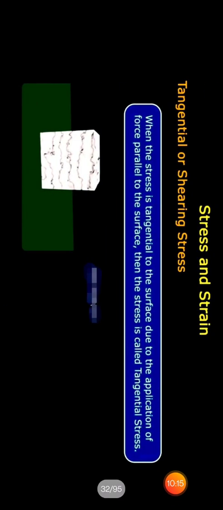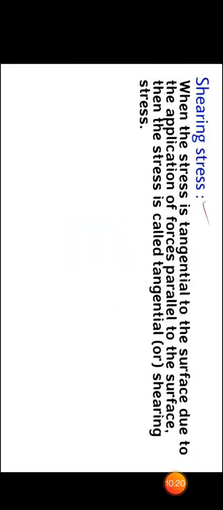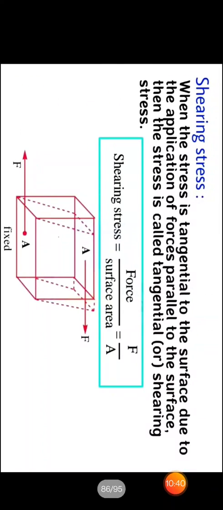Now our third is tangential or shearing stress. When a stress is tangential to the surface due to the application of a force parallel to the surface, then the stress is called tangential or shearing stress. Now it is shown in the figure. Therefore, the formula for shearing stress is equal to force upon area, that is F upon A.